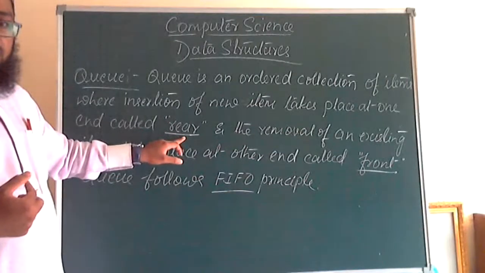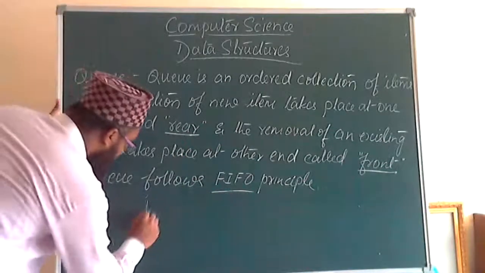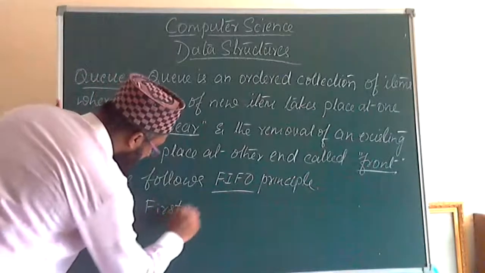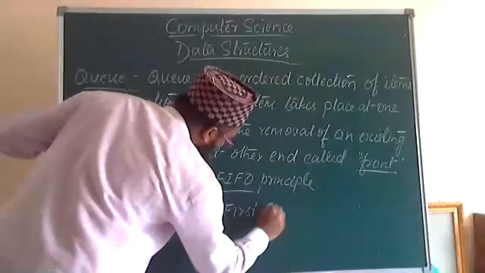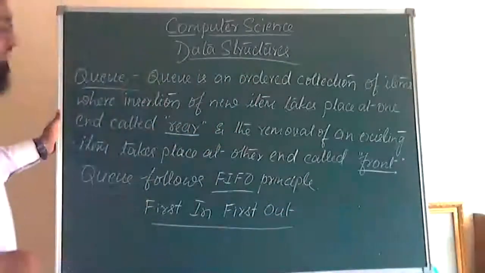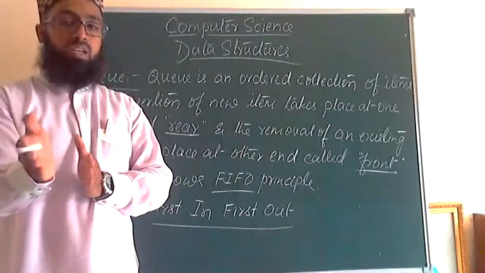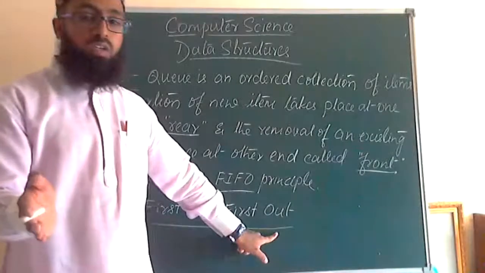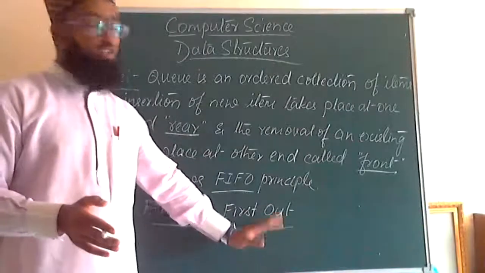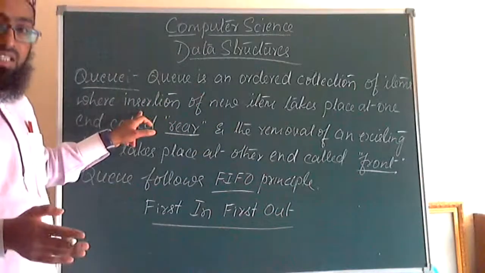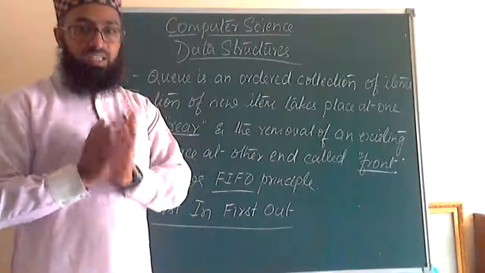So queue follows the FIFO principle. FIFO means first in, first out. It means the person who is standing first in your line will move out first from your line. That is called first in, first out. Or, an item which is inserted into the queue first will be removed from the queue first itself.